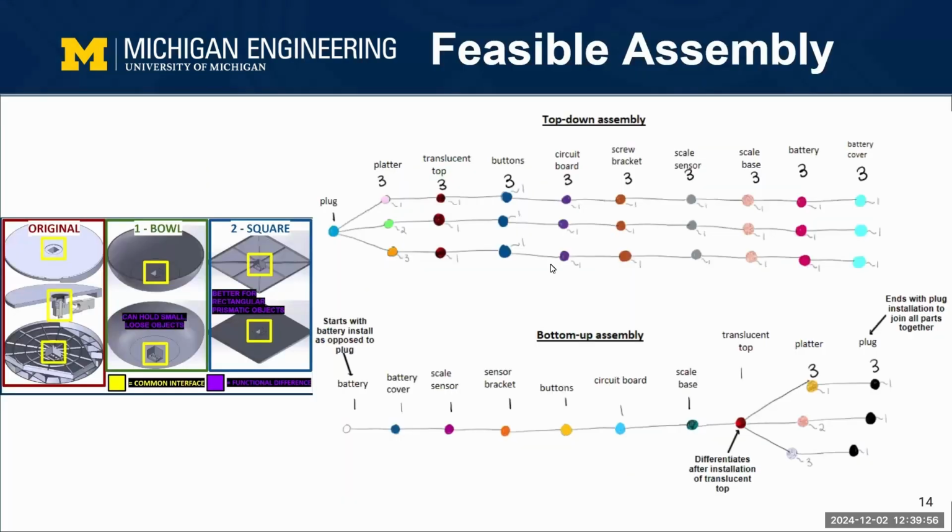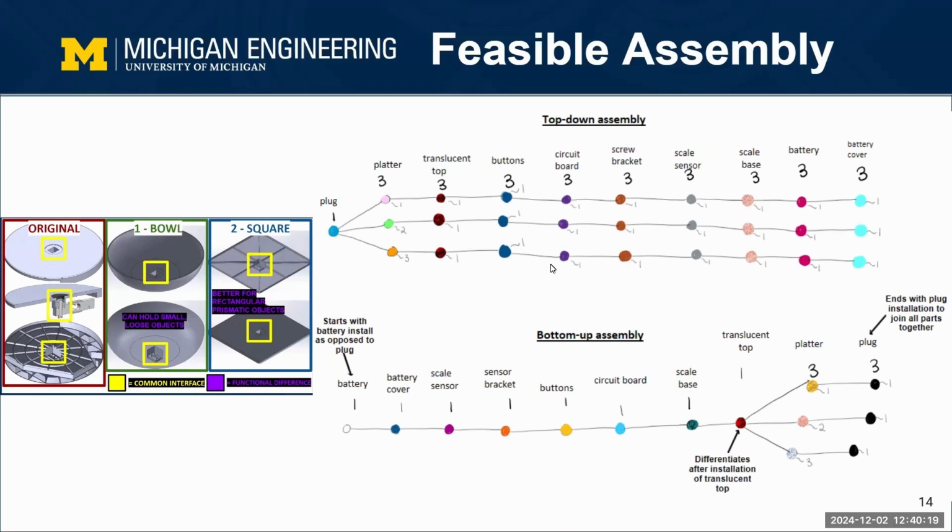And now I want to talk about the feasible assembly process. Starting with the top-down approach from the plugs to the battery cover proved to be less efficient, given the assembly process differentiated once a platter is inserted, since there are different shapes for each variant. The improved assembly process starts from the bottom with the batteries and ends with the plug securing everything in place, allowing for delayed differentiation in the assembly process.